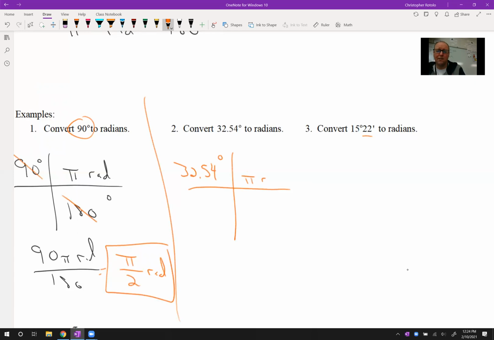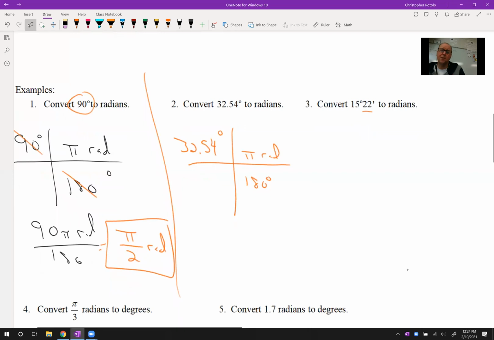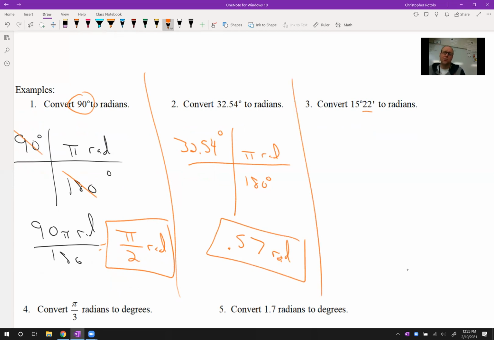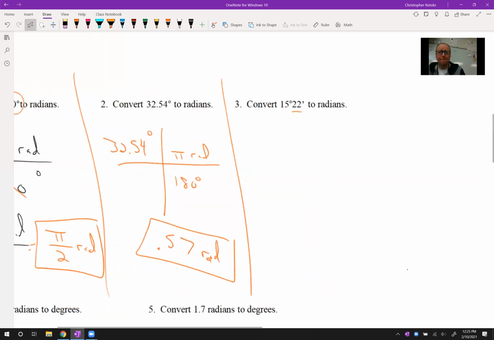So pi radians, 180 degrees. All right, this is just going to be a mess. Okay, so we're literally going to do 32.54 times pi divided by 180. And that's going to get us to 0.56 something. So let's call it 0.57 radians. Okay, now, of course, if you had to leave it in terms of pi, then we would just try and reduce that as much as we can.